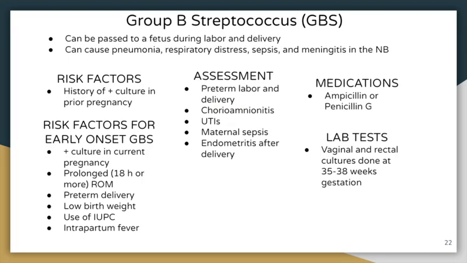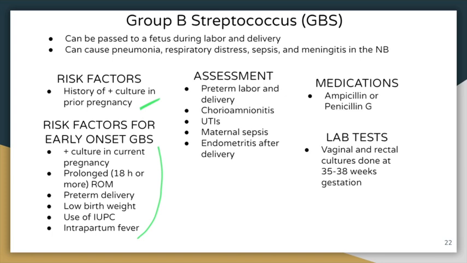We kind of covered a little bit about GBS in the previous lectures. Who has a risk factor of GBS? If somebody has a previous culture that's positive during a prior pregnancy. Here are some risk factors of early onset GBS: a positive culture in the current pregnancy, prolonged rupture of membranes, preterm delivery, low birth weight, and intrapartum fever.